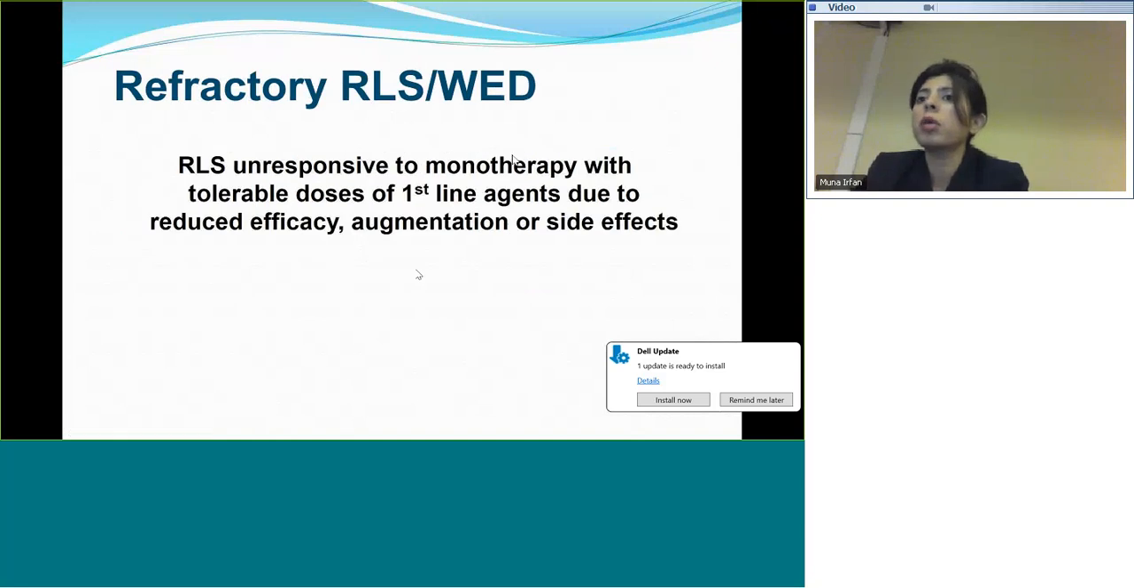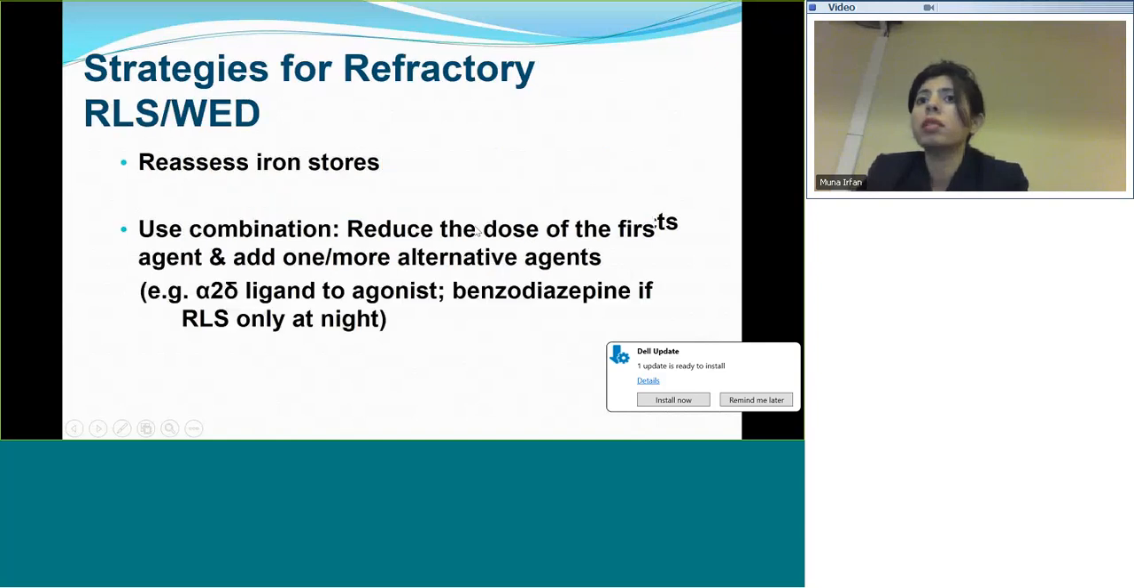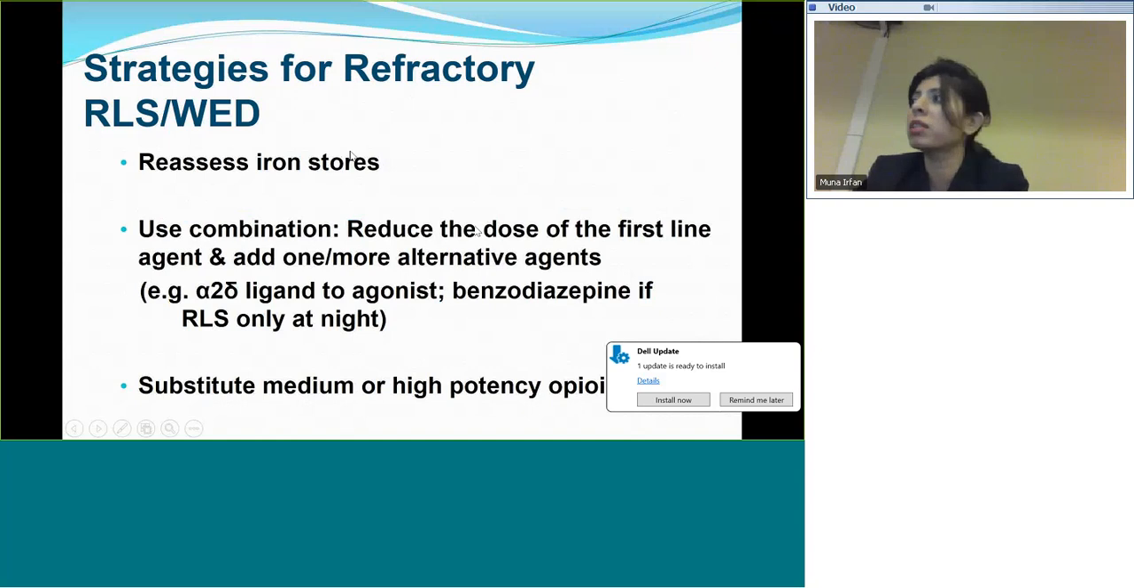Now, if the restless leg is not responsive to a single agent, then we could consider a few of these strategies. Checking ferritin again. Maybe there was some other condition which aggravated things. Using combination drug management, so adding gabapentin to the dopamine agonist. Or eventually, as the third step, we could move on to the opioids.